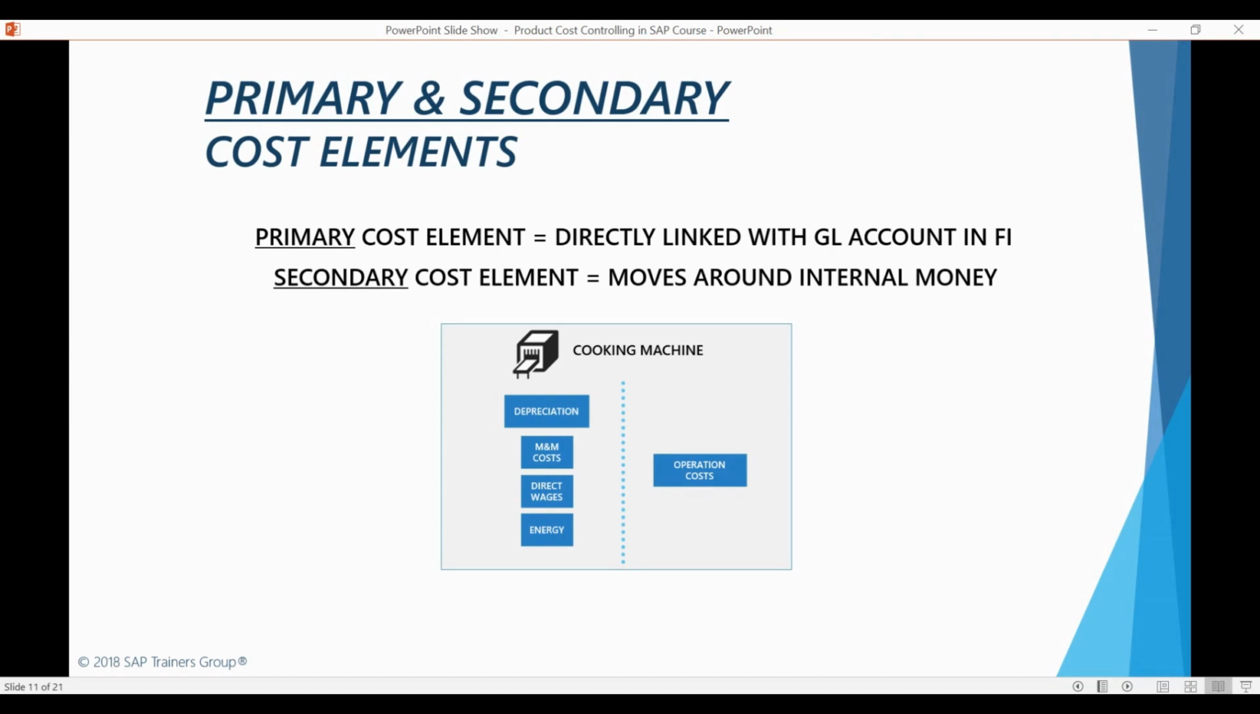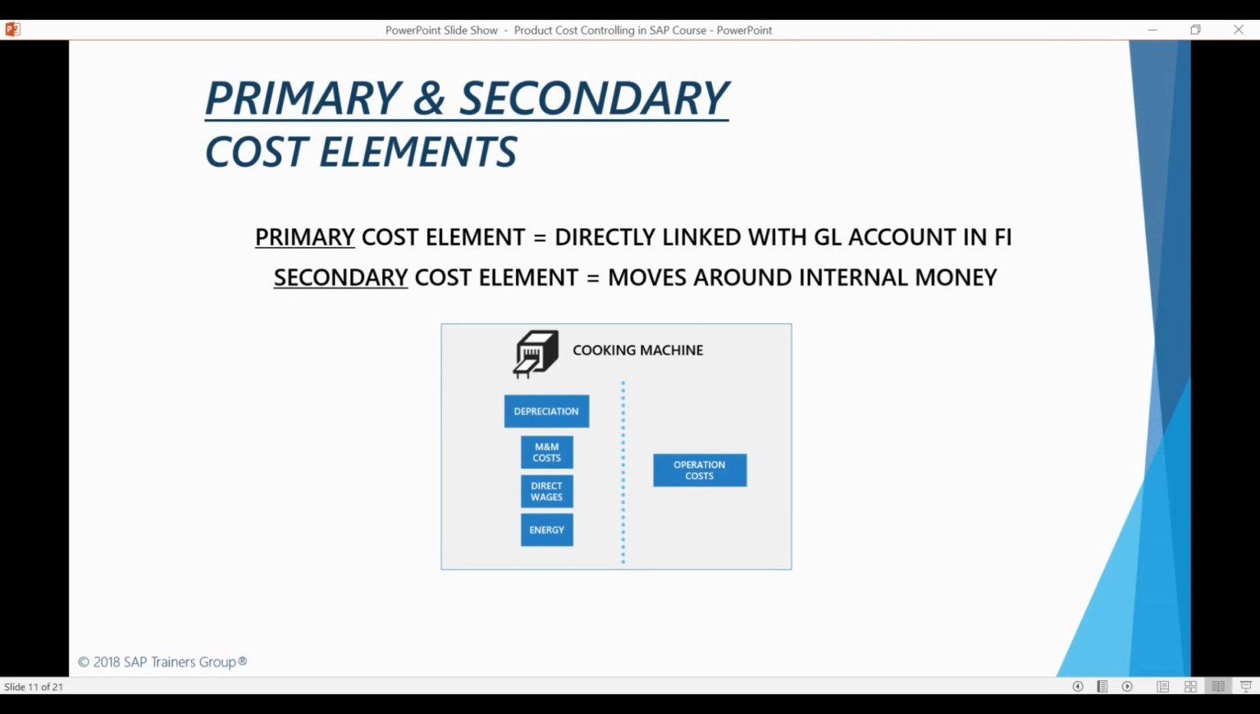What makes it very easy to get mixed up with cost elements and GL accounts is that primary cost elements are directly linked with the actual GL accounts, and they have the same number and the same description. When you post something to a GL account, the same posting is copied to the corresponding primary cost element. A primary cost element is not automatically created when you create a GL account, but primary cost elements need to be created if you want to use a GL account for controlling purposes. Secondary cost elements are not linked with a specific GL account. They are used to move around and allocate internal controlling money.